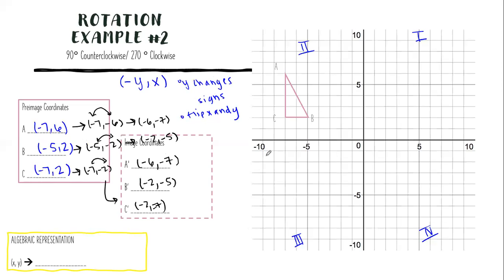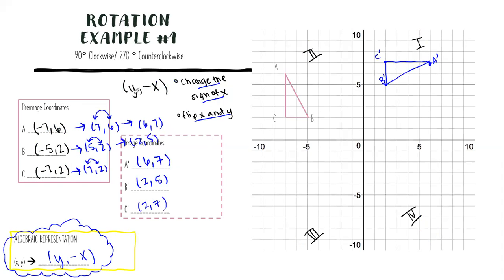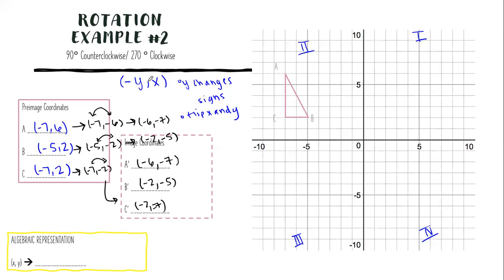So negative 7 doesn't change, because this x right here tells me it just stays the same. Not that it's positive, it just tells me it stays the same. Good question. So negative 7 will stay negative 7, because x is not affected when we rotate 90 degrees clockwise. So like on here, y stayed the same. Our y's didn't change. They all stayed positive because it just stayed the same.